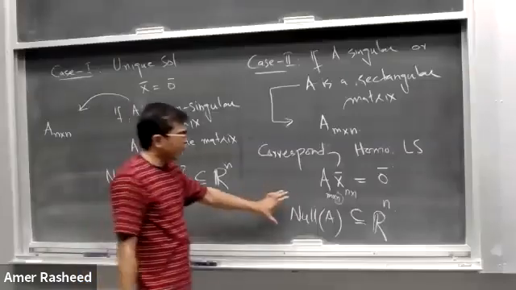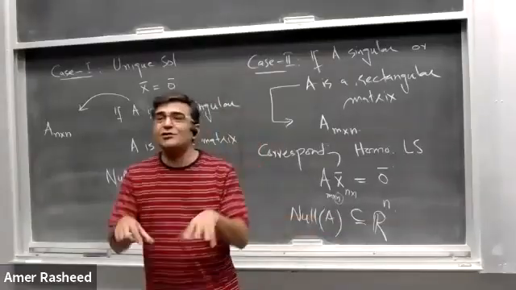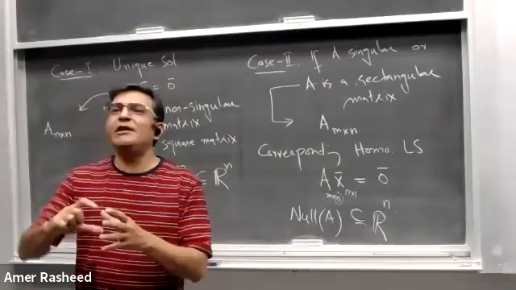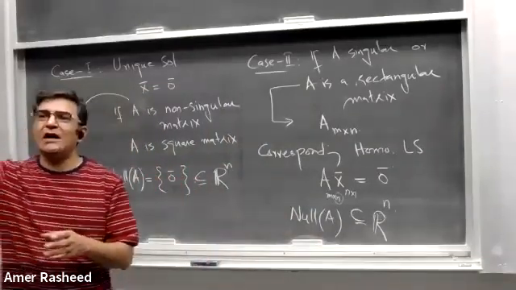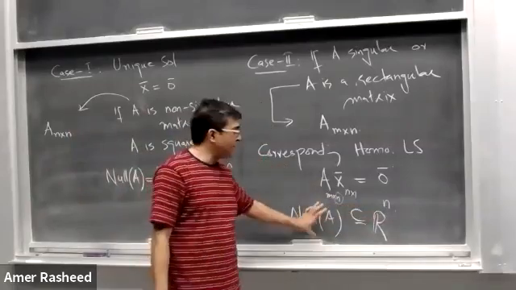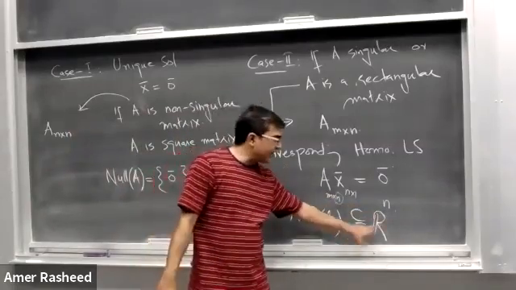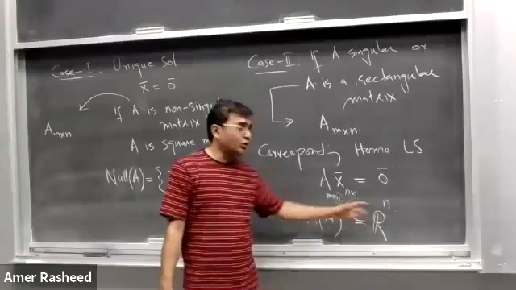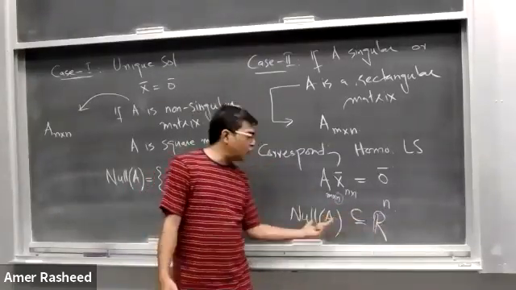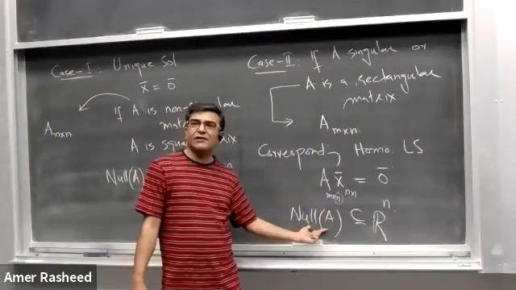I told you that if A has n columns, then the vectors of the null space will be n dimensional. It means the null space will be a subspace of the vector space Rn. The dimension of Rn is n, but this is a subspace, a subset of Rn. We don't know what the dimension of the null space of A is still.